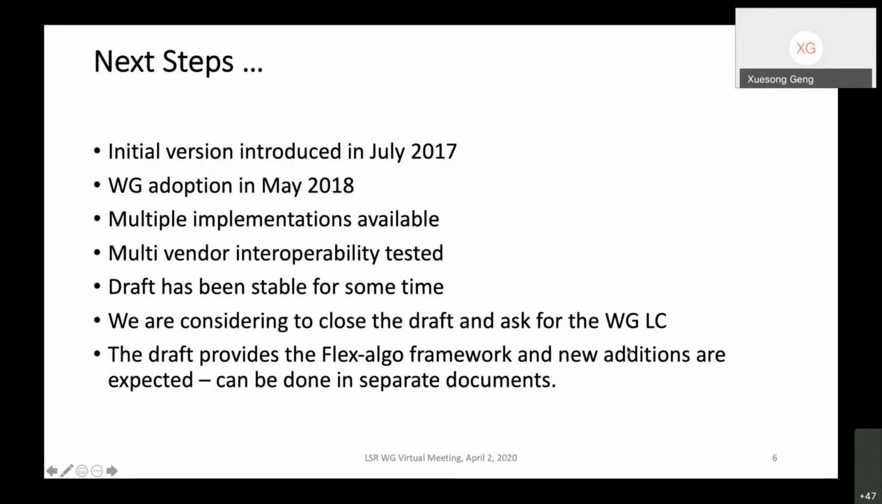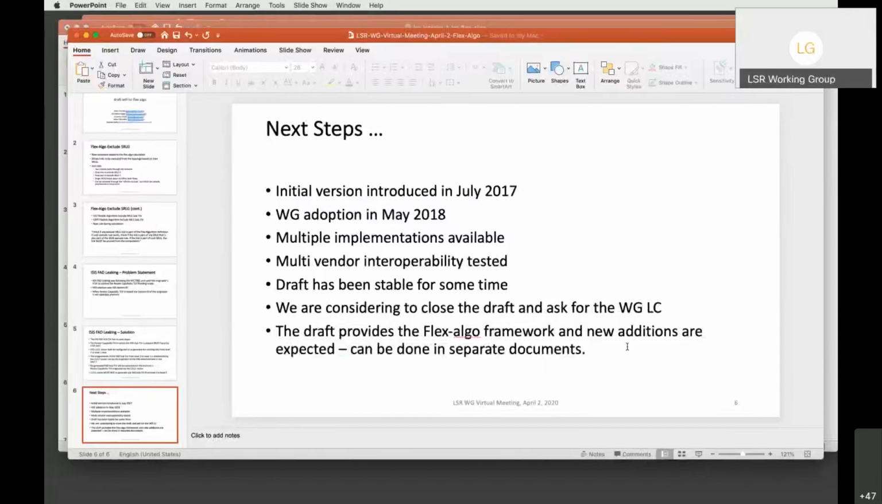Okay, I think AC, you're up now. Yeah. Can everybody hear me? Is my mic good? Yep. Yes. Okay. Yeah, I think it's good, especially that there's been some implementations and interoperability checking.